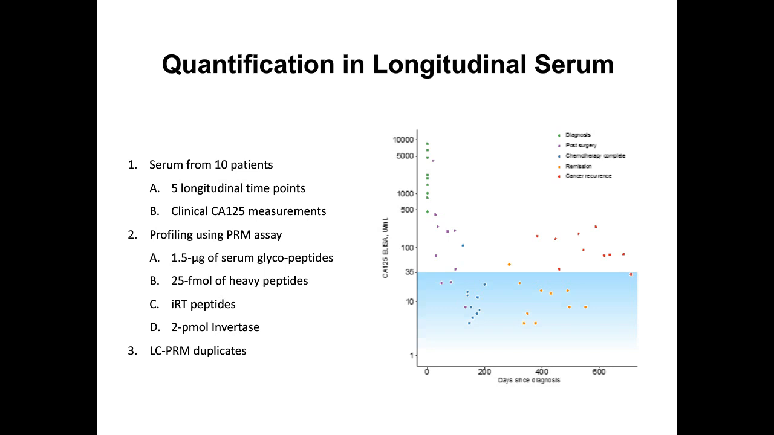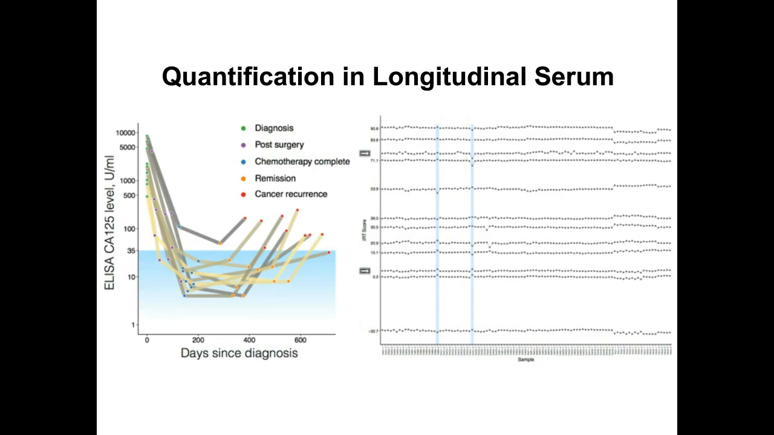Here again, on the left-hand side, you can see the ELISA data for CA-125 in these 10 patients. On the right-hand side, you can see these are 100 runs. Each dot is a run. On the x-axis, you can see the individual samples. On the y-axis, you can see the 10 IRT peptides, and then the 2 invertase peptides indicated by the arrows that we also had as synthetic standards. You can see it's pretty reproducible chromatography over 100 runs.